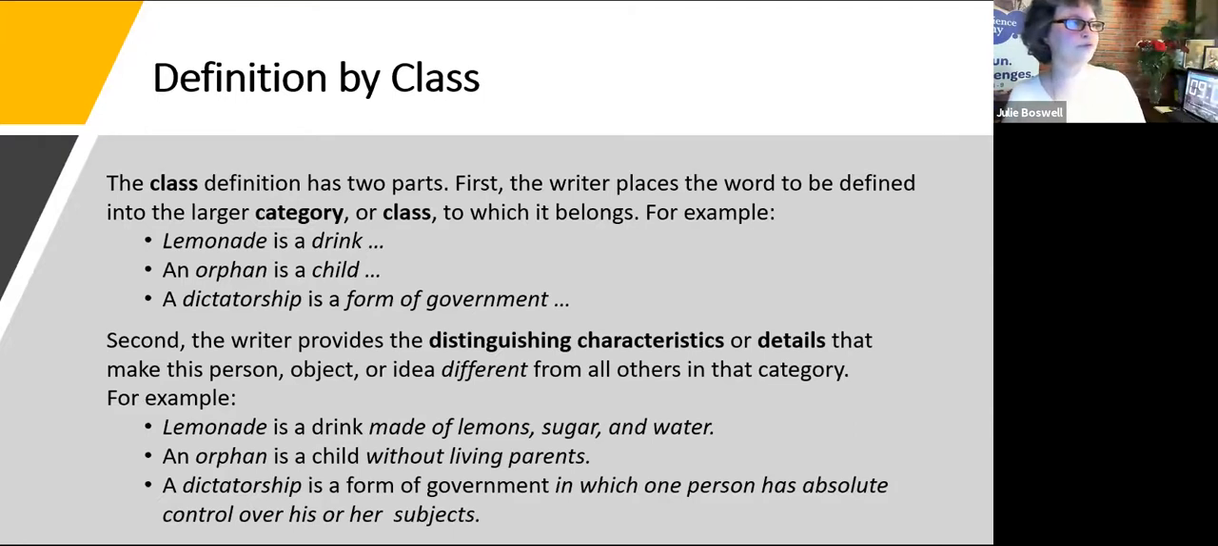They do it again with orphan. An orphan is a child, but it is a specific type of child. The classification is a child without living parents.